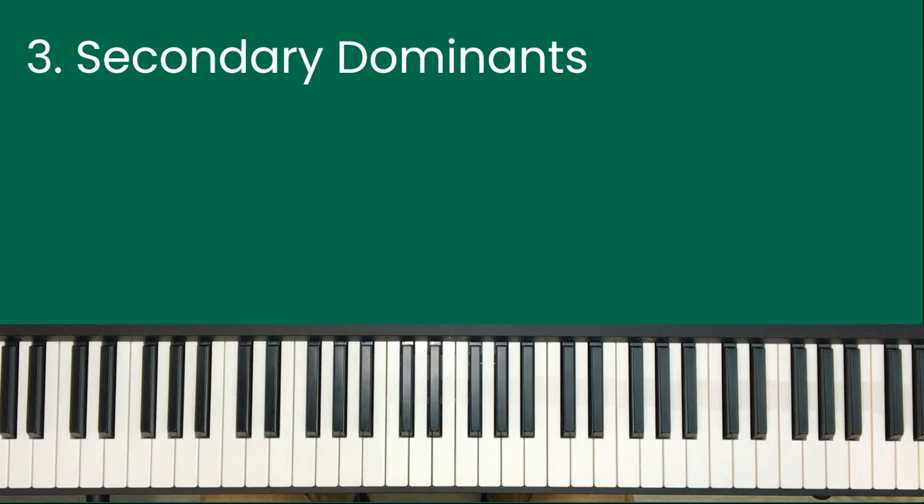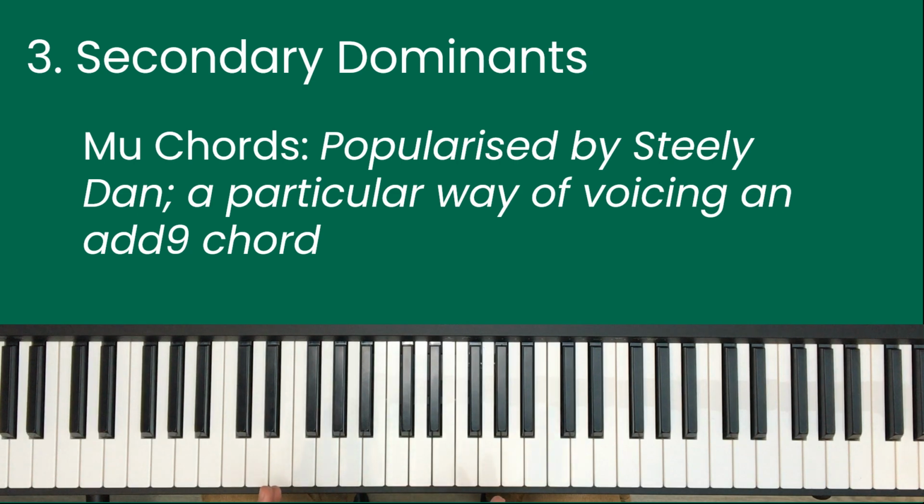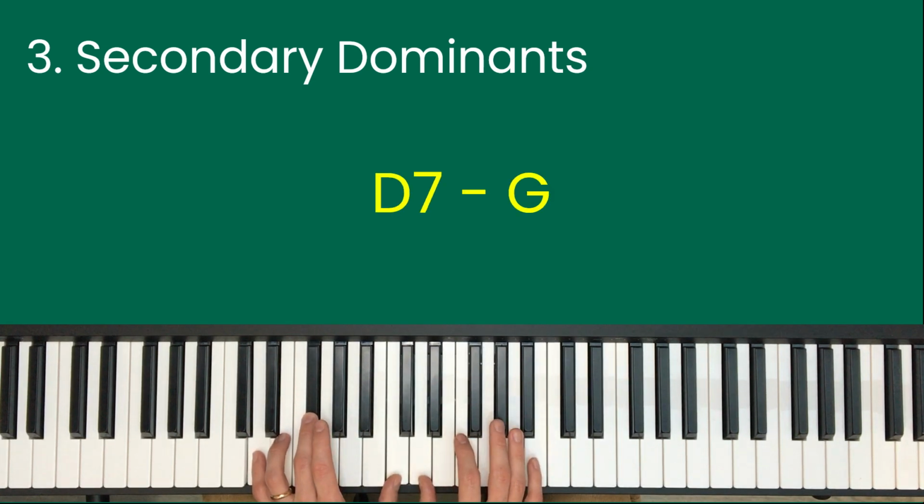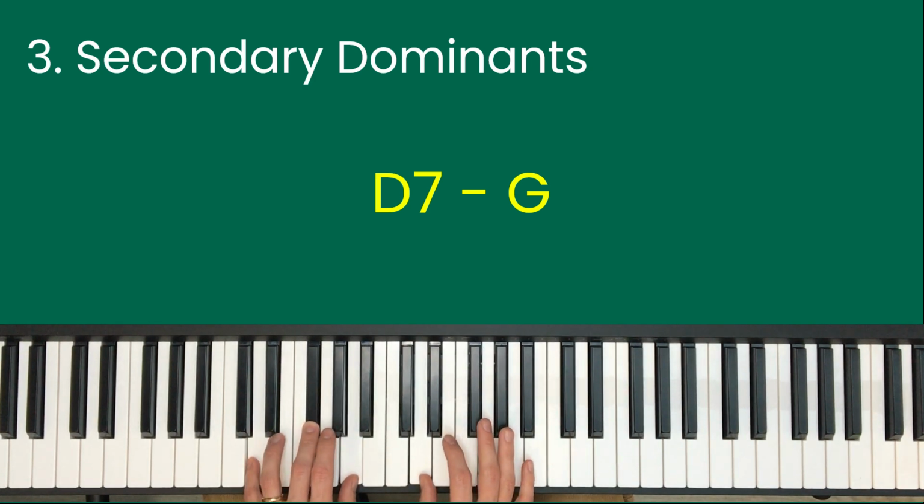Lovely. Another way that we can use this idea of using the 5 of each chord is using what's called mu chords. Mu chords are a specific type of voicing for a major add 9 chord, and I really enjoy using these. It also links into this idea of approaching diatonically from below as well. So I'll show you what I mean. Our secondary dominant for G is D7. The 5 of G is D. Now a mu chord, a D mu, looks something like this.